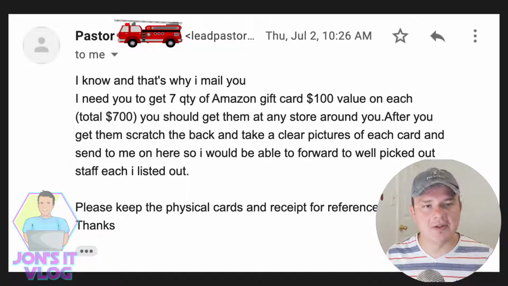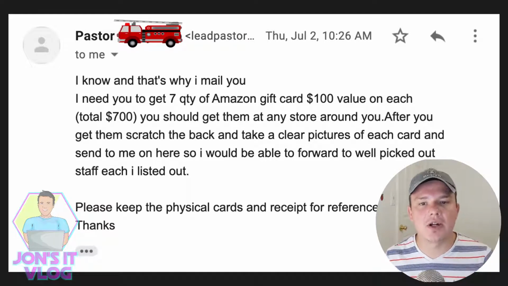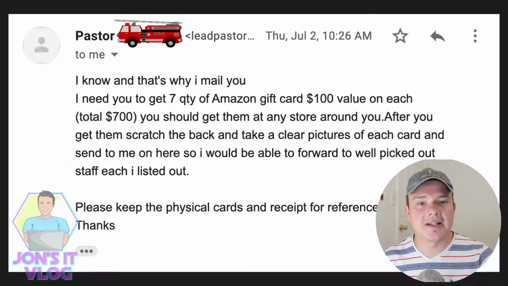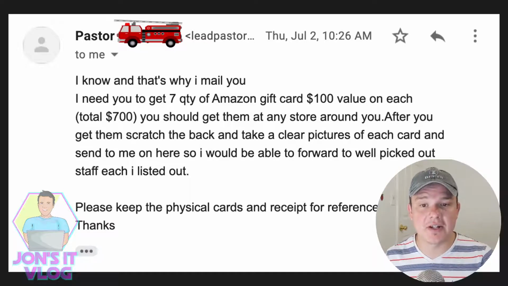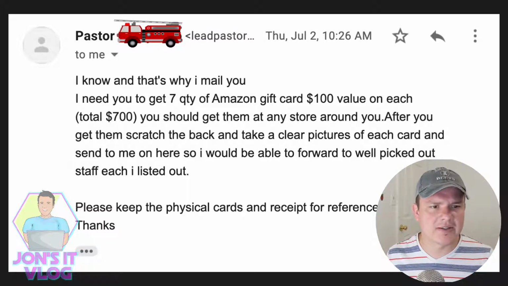And here's the scam. Here's the big moment, the big request, right? So I need you to get 7 quantity of Amazon gift card, 100 value on each, a total of $700. You should get them at any store around you. After you get them, scratch the back and take clear pictures of each card and send it to me on here, so I would be able to forward it to well picked out staff. Each I listed out. I'm not sure what that means. Again, what?